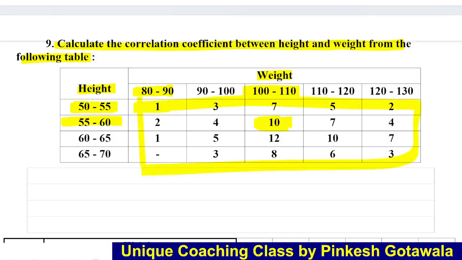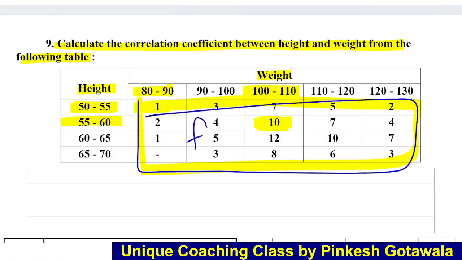Okay, what do we call this given number? Frequency, that is combined frequency. Which frequency is it, of height and weight? This is the combined frequency. I explained in the previous video.